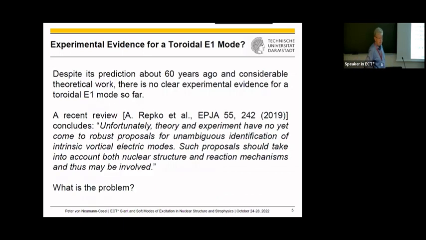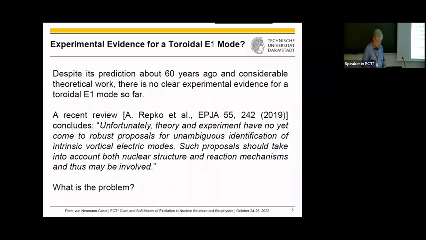Okay, so despite the prediction about 60 years ago and considerable theoretical work, there's no clear experimental evidence for a toroidal E1 mode so far. And in a recent review, they concluded, unfortunately, theory and experiment have not yet come to robust proposals for unambiguous identification of intrinsic vortical electric modes. Such proposals should take into account both nuclear structure and reaction mechanisms, and thus may be involved.